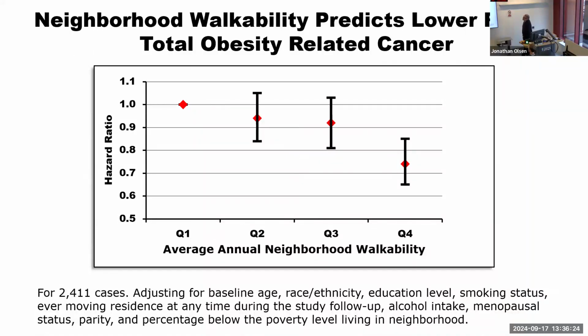This is total obesity-related cancers. This is incidence of obesity-related cancer. And again, we're looking at neighborhood walkability, but this time it's the average for the entire follow-up period. So for each woman, we calculated through time all of their walkability indexes for every place they lived. We took the annual average walkability index for their entire follow-up period. And you can see for incidence of a total obesity-related cancer, which was 2,411 cases, again, this protective effect of increasing walkability on obesity-related cancer.